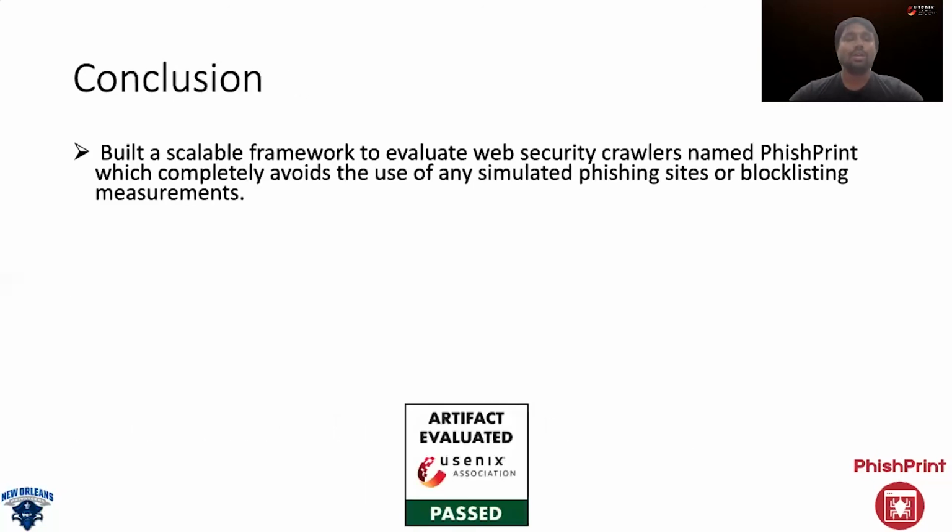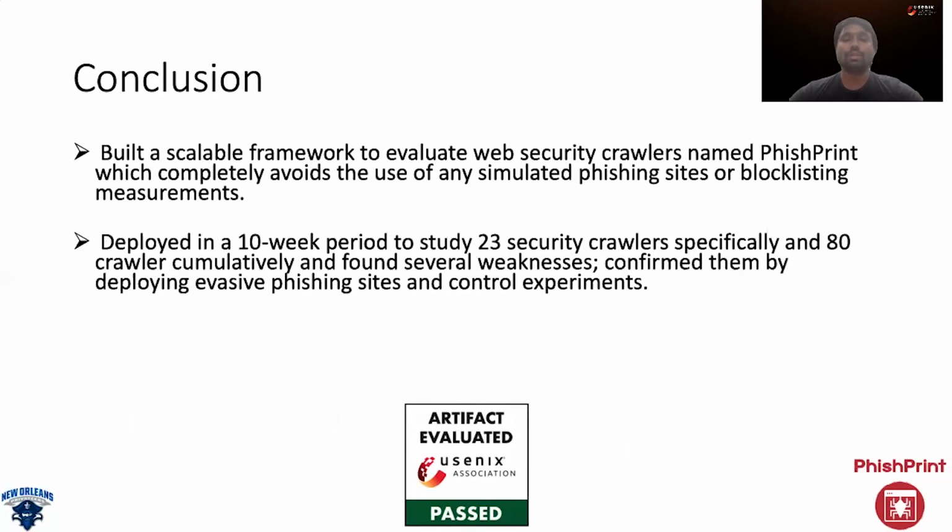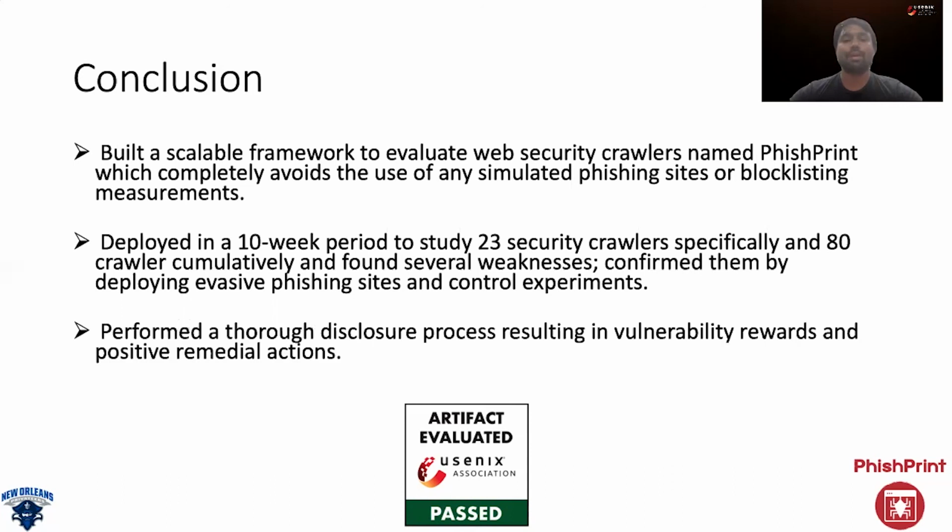In conclusion, we built a scalable framework to evaluate web security crawlers called PhishPrint, which completely avoids the use of simulated phishing sites or block listing measurement. We deployed this for a period of 10 weeks to study 23 security crawlers specifically and 80 crawlers cumulatively, and found several weaknesses. We also confirmed them by deploying evasive phishing sites and a control experiment. We also performed a thorough disclosure process, resulting in vulnerability rewards and positive remedial actions.